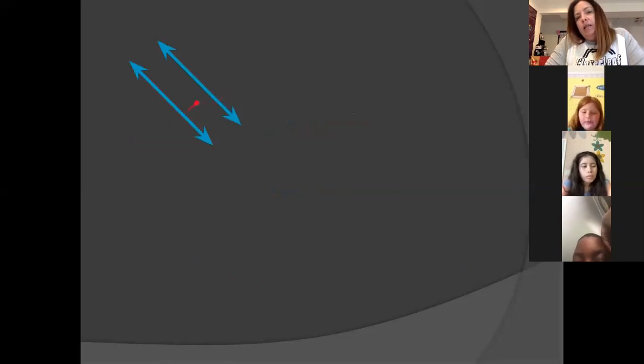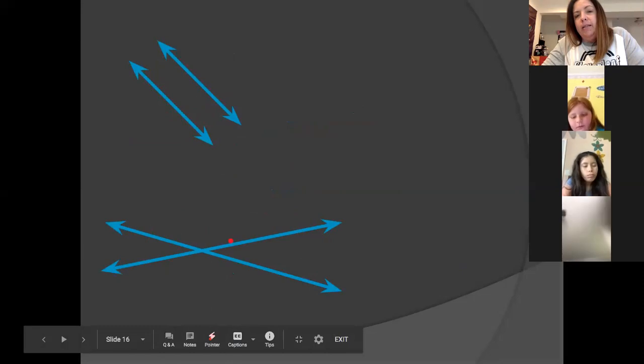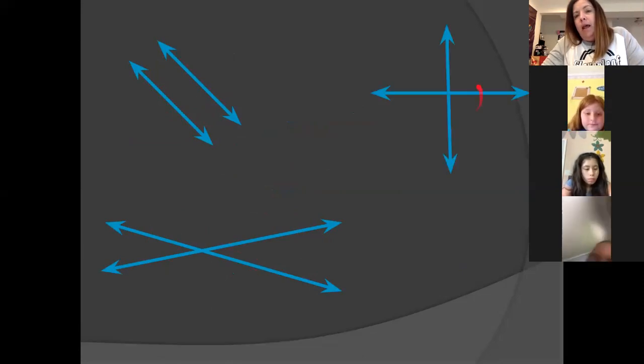These two lines that are right next to each other are parallel lines. They never cross. They go on in the same direction with the same spacing apart forever. These two line segments are intersecting lines, so they do cross. And these intersecting lines are perpendicular. They cross and make exactly perfect right angles, right? Perfect 90-degree angles.